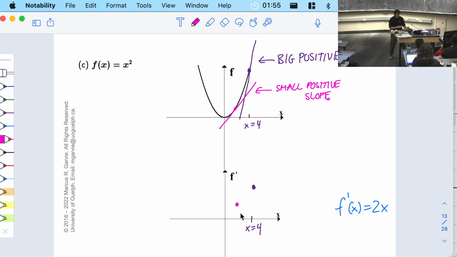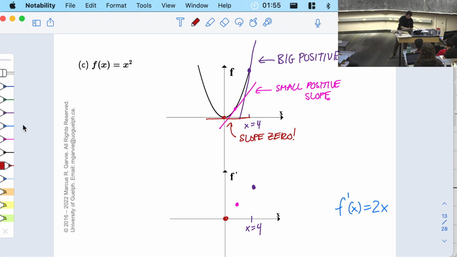What about, this is a very exciting point, what happens right at the vertex? We're right at x equals 0. Right at x equals 0, the tangent line to the parabola is a flat line. And that flat line has slope 0. And if the slope is 0, that means the value of the derivative function is 0. So that's why the value is 0.